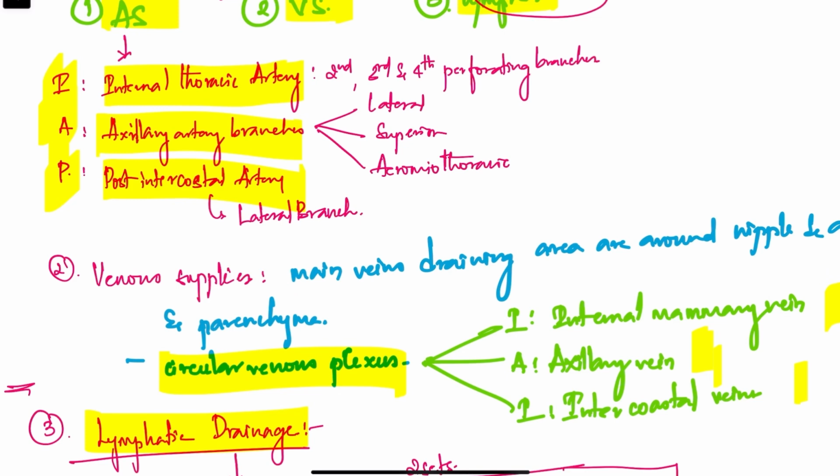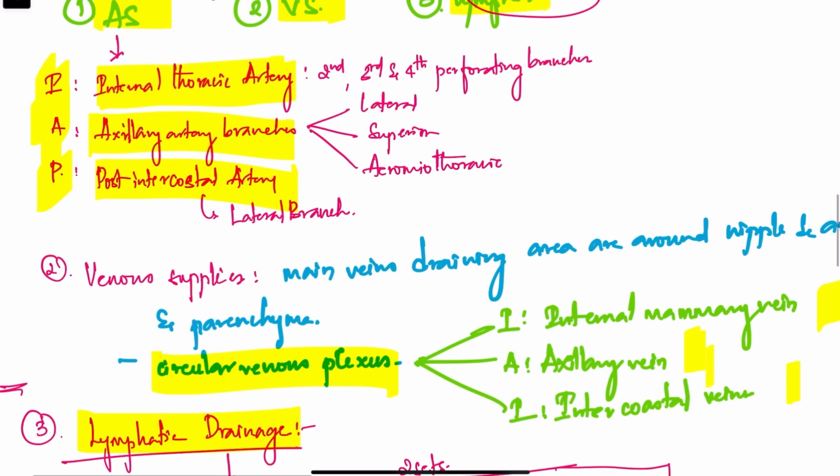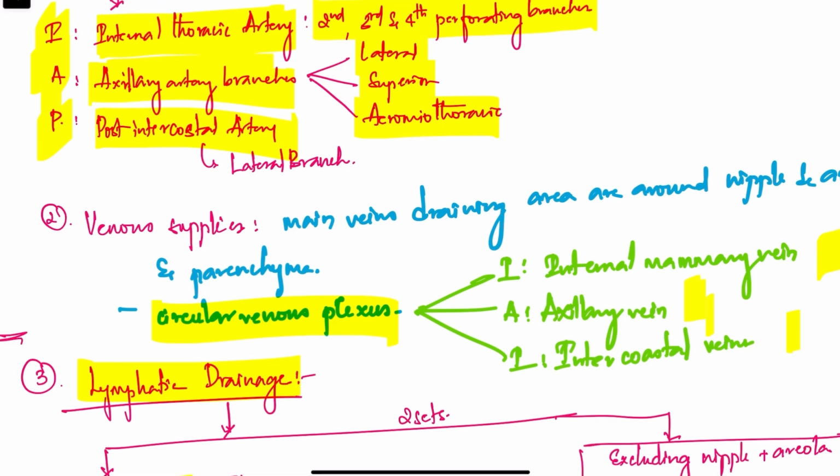Then coming to arterial supply: internal thoracic artery. We made a mnemonic, IAP. IAP means, for 4th years, Indian Academy of Pediatrics, right? First years, just remember it's the Indian Academy of Pediatrics. You will learn about the struggles given by IAP to the 4th year students when you come to 4th year. Internal thoracic artery gives the 2nd, 3rd, and 4th perforating branches. Then the axillary artery branches are the lateral, superior, and anterior thoracic. Then we have the posterior intercostal artery, which gives a lateral branch, right?